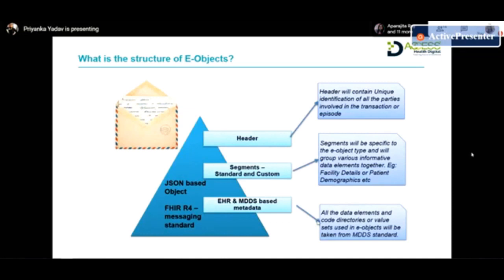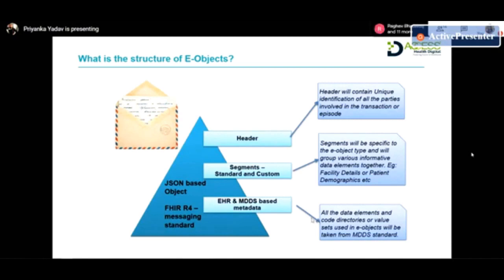Similarly, there will be a segment called insurance details, which might have details like, at the bare minimum, the policy ID to identify the right beneficiary. I need the beneficiary ID and I also need the policy ID. So once I have these two, I'll be able to track down automatically. Rules can be configured on the basis of the policy that the patient has.